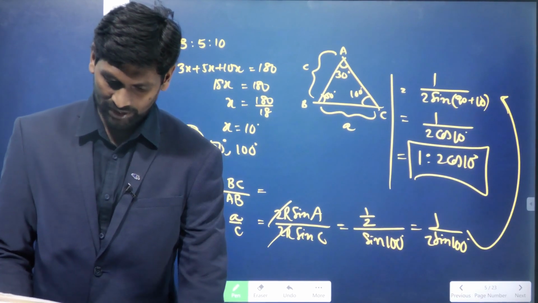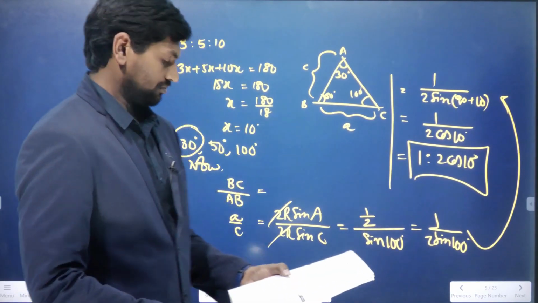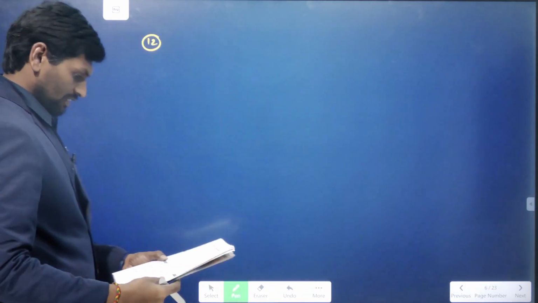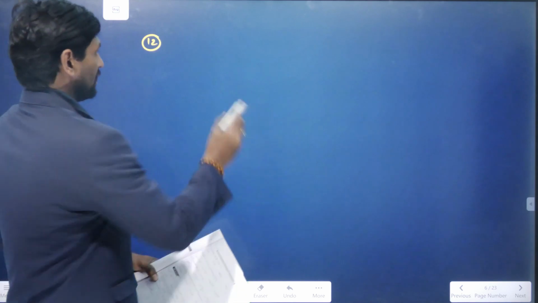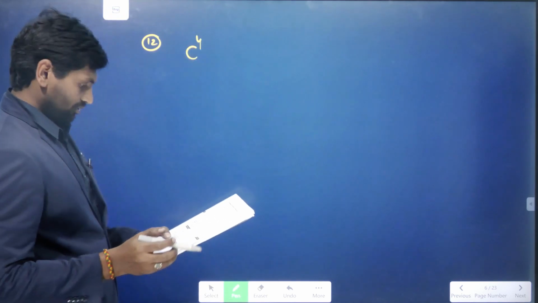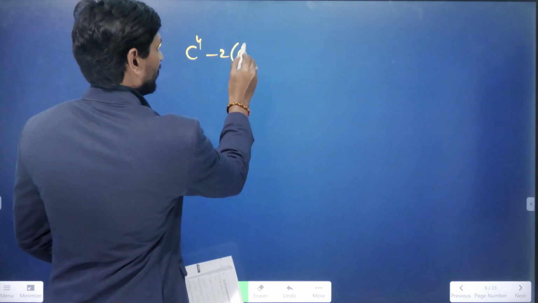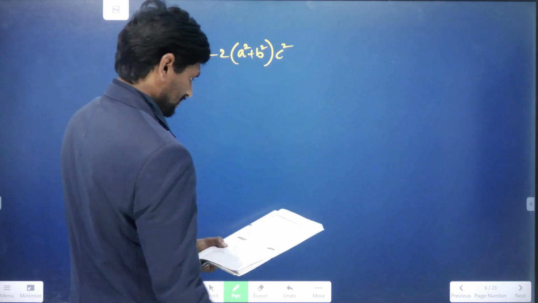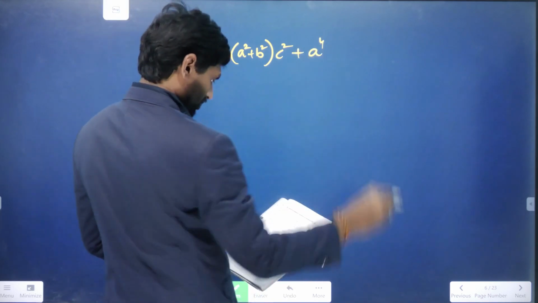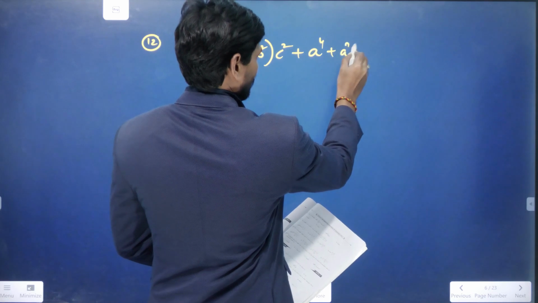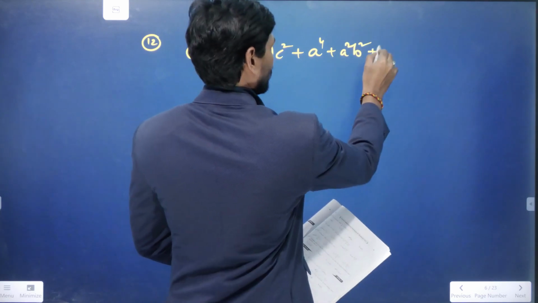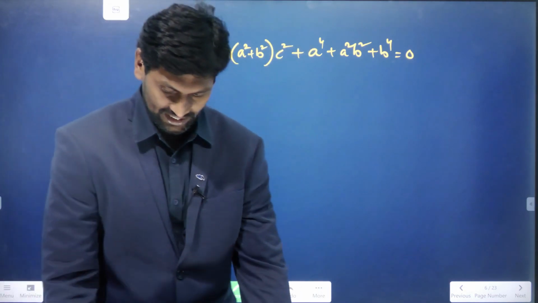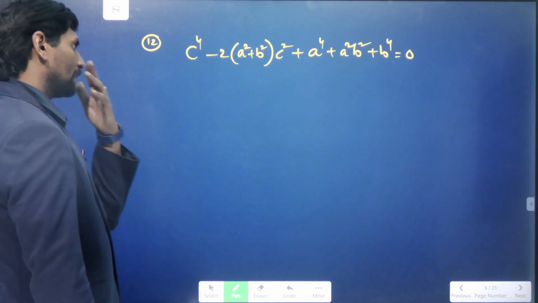The next problem, the 12th one. Problem number 12 is given that in a triangle ABC, if c power 4 minus 2 times a square plus b square into c square plus a power 4 plus a square b square plus b power 4 equal to 0, then we need to find the value of angle C. Okay, na? Yeah, let us try to find this one.